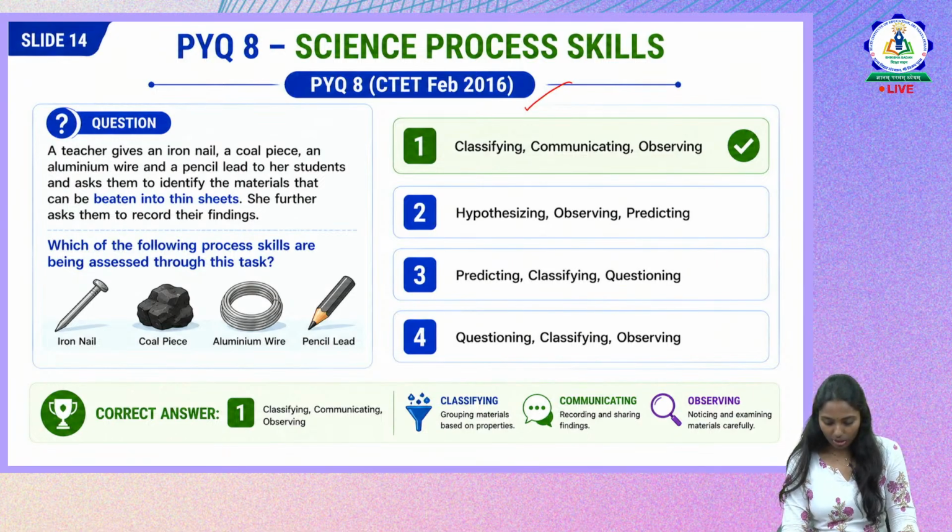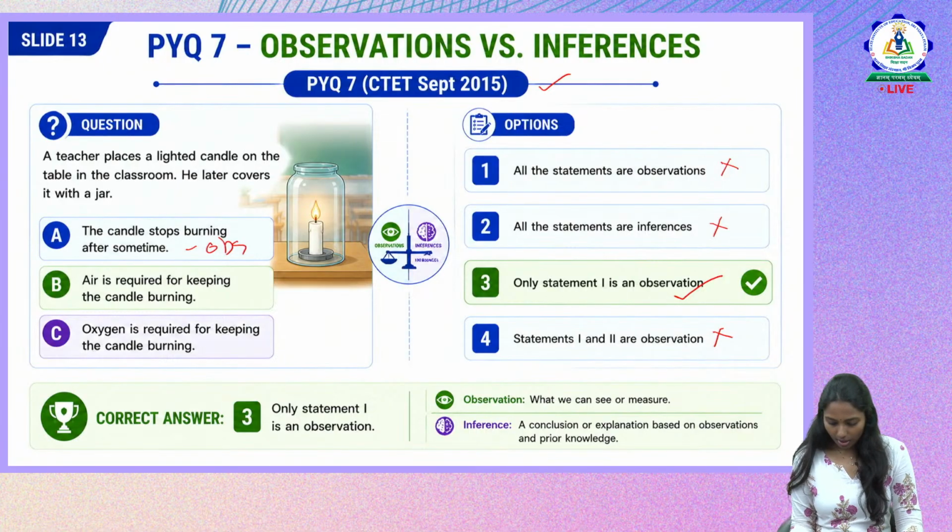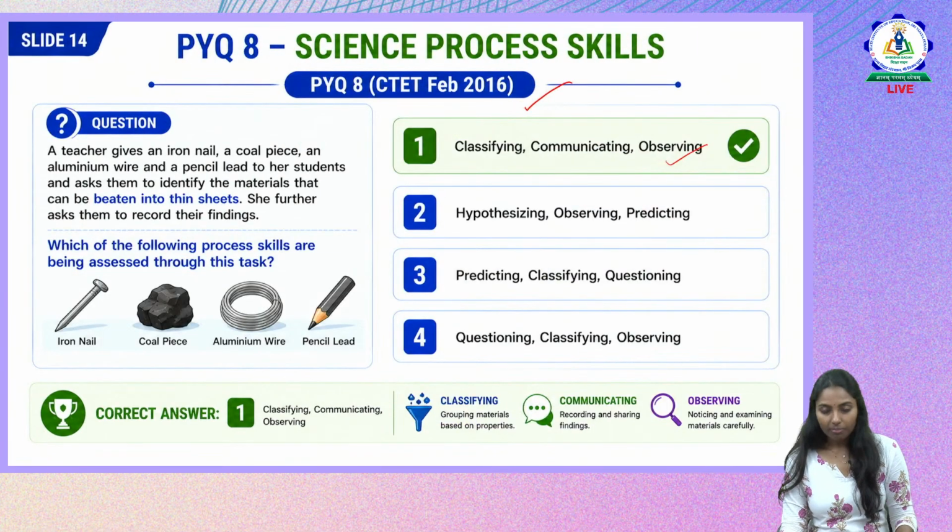So classifying, communicating, observing is happening. First we'll observe which can be beaten into thin sheets or not, or you can remember from prior knowledge. Observation is also that: if you remember from a previous thing, we see or measure. Inference is something you remember from prior knowledge. So we'll observe first which can be beaten into thin sheets, because it's an activity. Then based on that observation, we have an inference. Then we classify which can be beaten into thin sheets and which cannot be. Then we communicate our results.